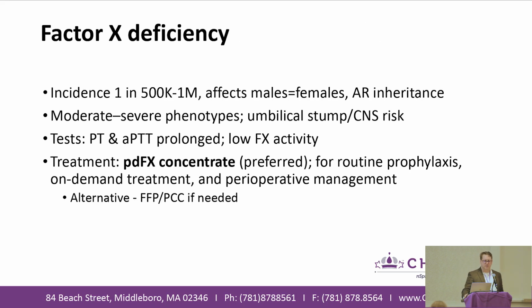So factor 10 deficiency, 1 in about 1 million or 500,000 males and females, both affected, autosomal recessive. Bleeding in the umbilical stump or central nervous system. This is part of the common pathway, so both PT and PTT are affected, and then we verify with a low factor 10 activity. In the US, there is a plasma-derived factor 10 concentrate that can be used for routine prophylaxis or on-demand treatment or perioperative management. We can use some of the other things if we need to.